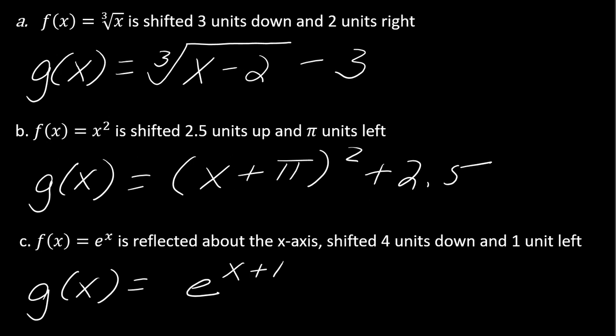And then I'm going to put a negative in front of the e, and that's what's going to force it to reflect. And then for the 4 units down, I write that outside of the function, so it's going to be a minus 4 like that. So that one threw in a little extra challenge there. Want to keep you on your toes, but hopefully now that you see it, all that makes sense.